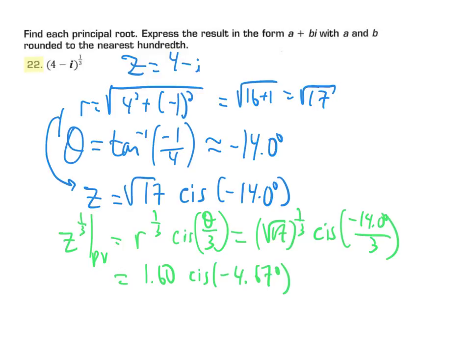For reasons beyond understanding, the textbook asks you to then turn this back into a rectangular form, and we're going to do that, but we'll do it on the next page. It isn't really part of this problem, it's just an added thing layered on top, because it says we know how to convert any cis form number into a rectangular form.